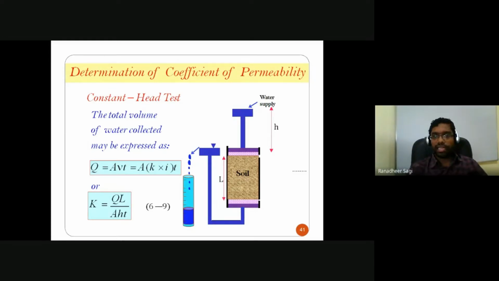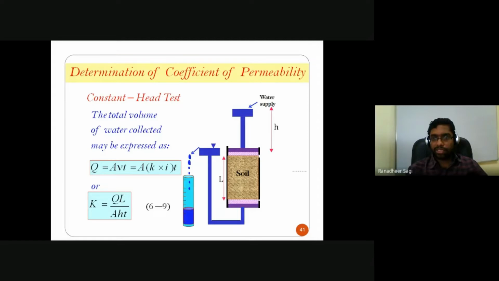And how do we calculate this cross sectional area? We know the diameter of the soil sample which we have used in the test, so I can say what the cross sectional area of the soil sample is. And according to Darcy's law, velocity is nothing but K into i, where K is the unknown we are looking for in the calculation, and i is the hydraulic gradient, which is the total head difference H over the length through which the flow is happening through the soil sample.